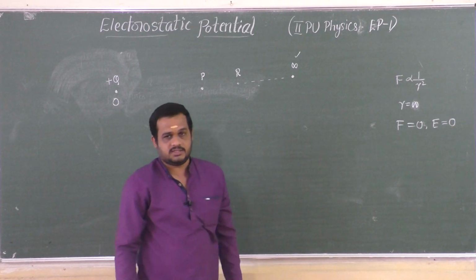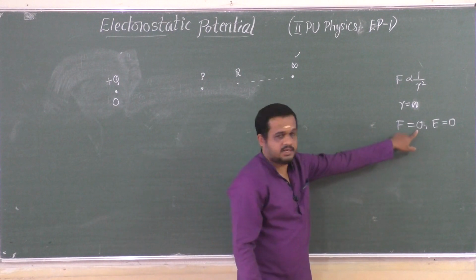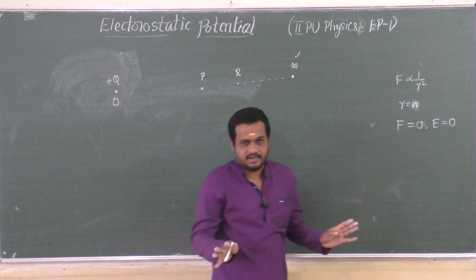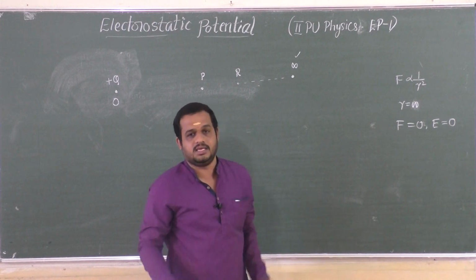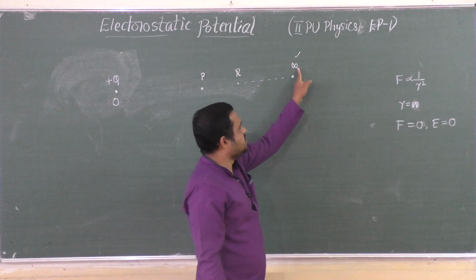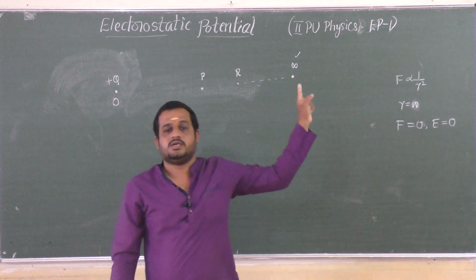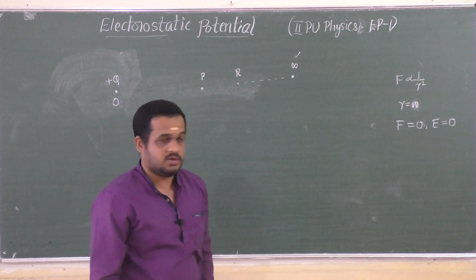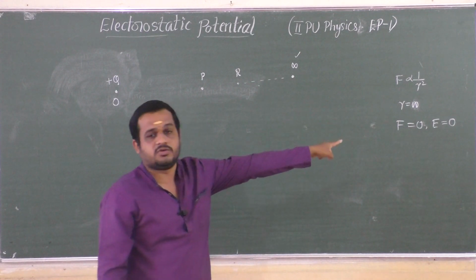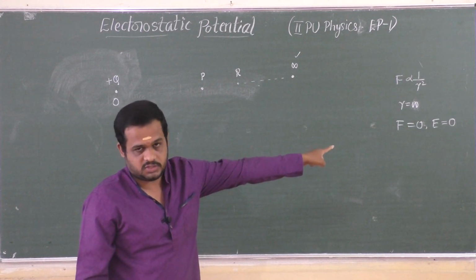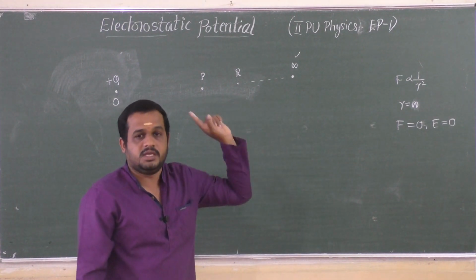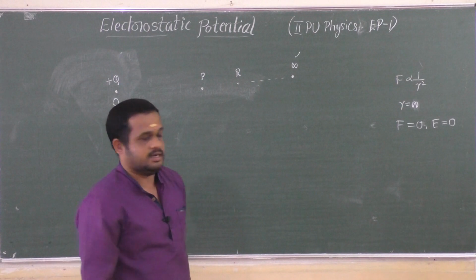If this is the case, no force here, no work done. If there is no work done, then potential energy is 0. So at infinity, electrostatic potential or electric potential is equal to 0. The reason is at infinity, the magnitude of electrostatic force reduces to 0. No force, no work done, that means no potential energy.